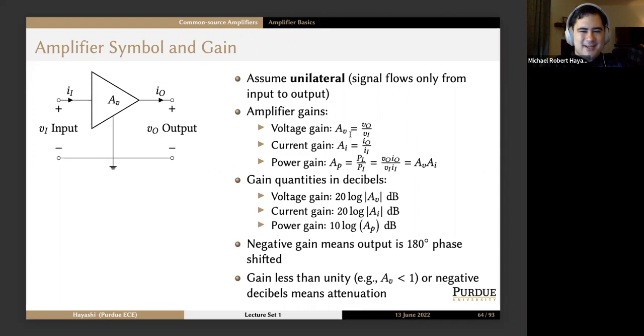Anytime the gain is negative means the output is 180 degrees phase shifted. And then if the gain is less than unity, or you have negative decibels, because plugging any number smaller than 1 into a logarithm produces something that is negative, that means you're attenuating instead of causing amplification. You're scaling down instead of scaling up. So anytime you see a gain less than 1, that means the output is smaller than the input. It's attenuated.